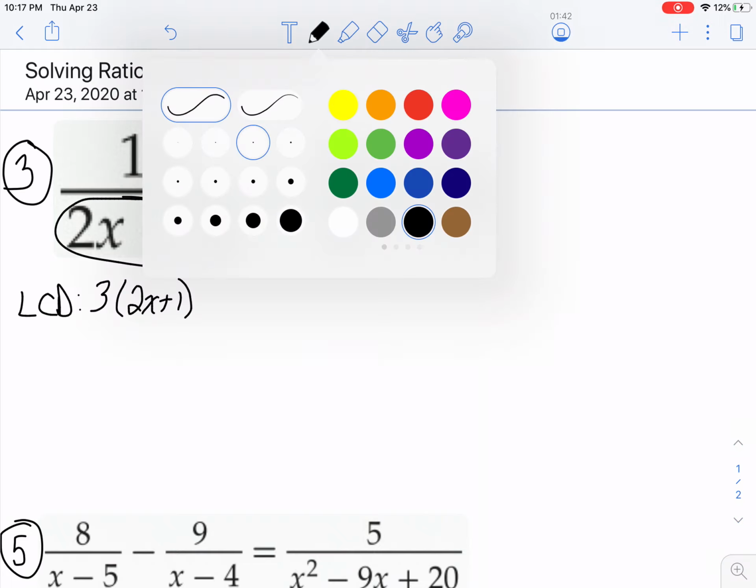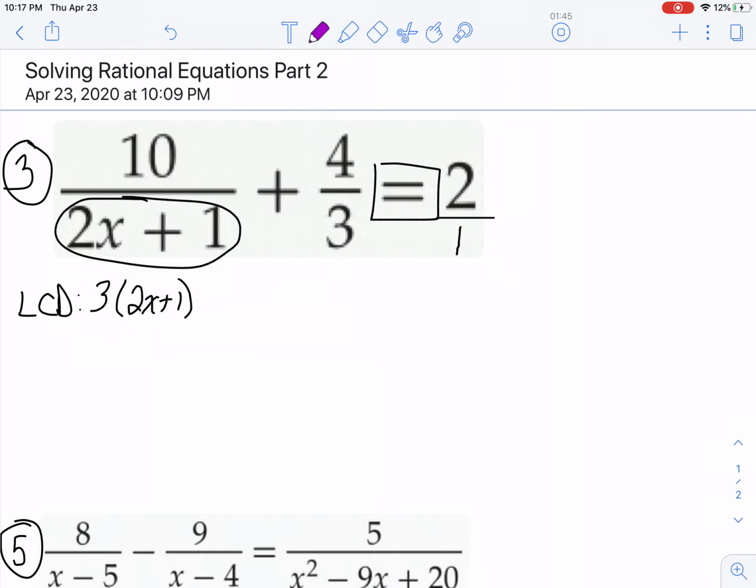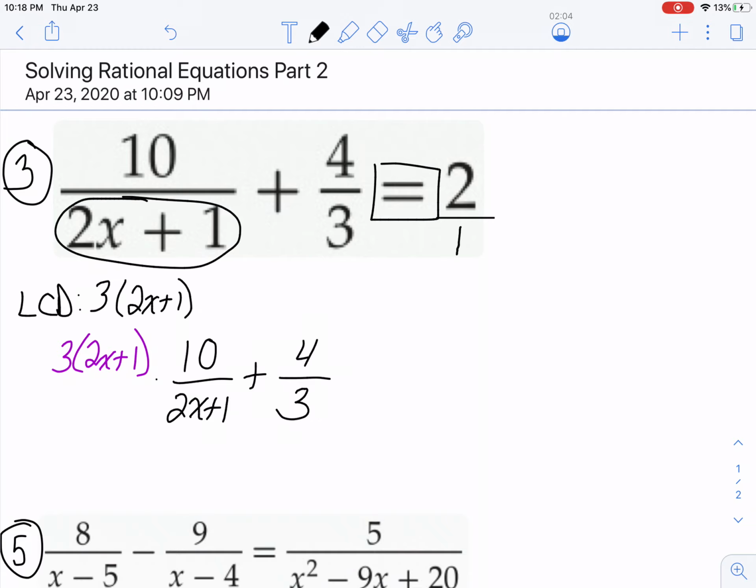So now I have my LCD, and since there's an equal sign, I'm going to multiply every term by that LCD. So I've got 3 times 2x plus 1 times my first term of 10 over 2x plus 1, plus 4 over 3 times my LCD of 3 times 2x plus 1, equals 2 over 1 times my LCD of 3 times 2x plus 1.